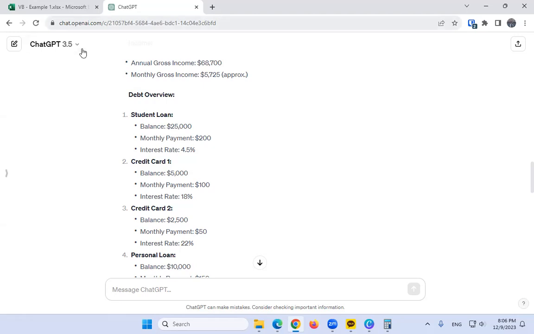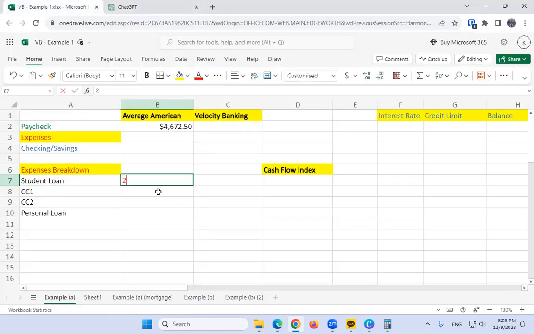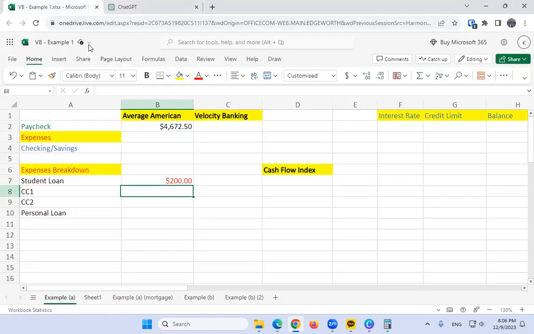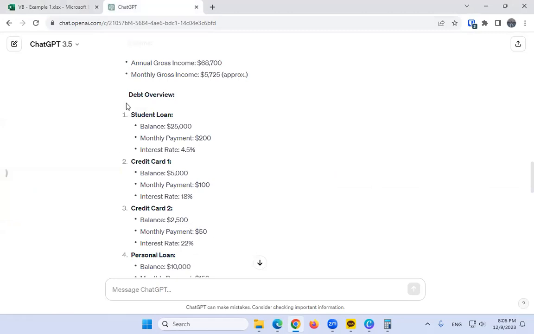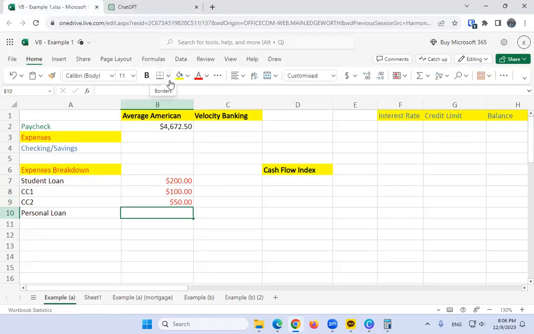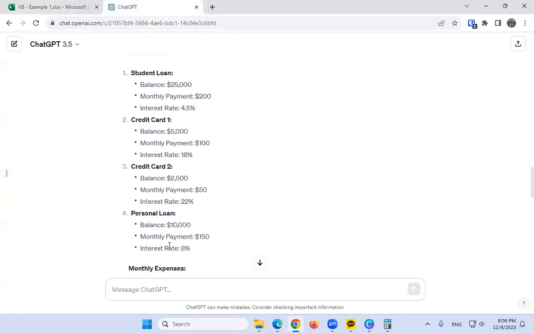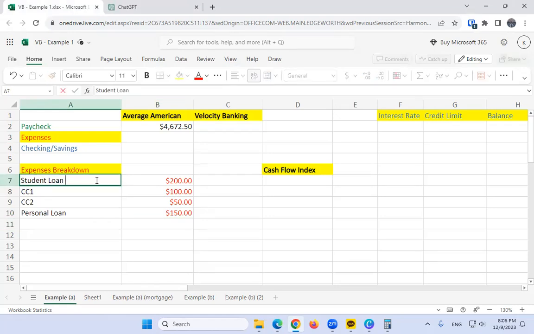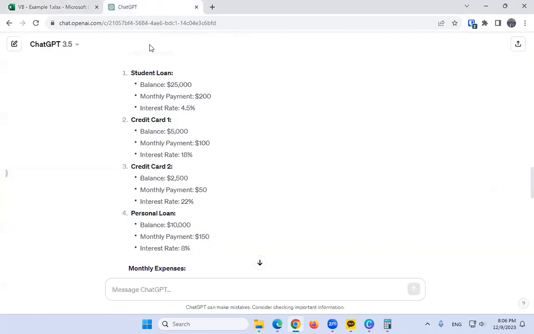Student loan monthly payment is $200. What's the credit card payment? It'll be 100. Credit card two is $50. And what's the personal loan? That's $150. Okay, and let's add the interest rates and the balance information.